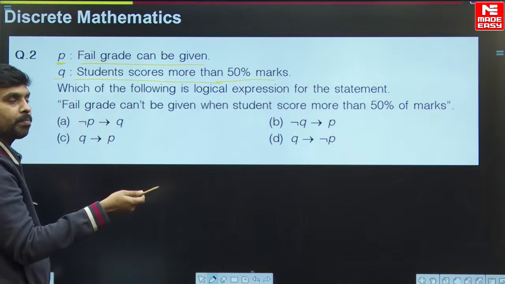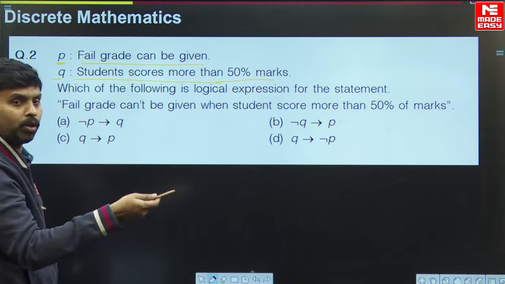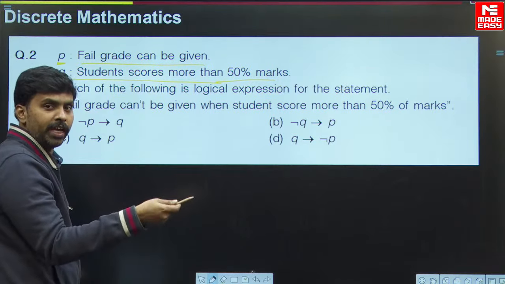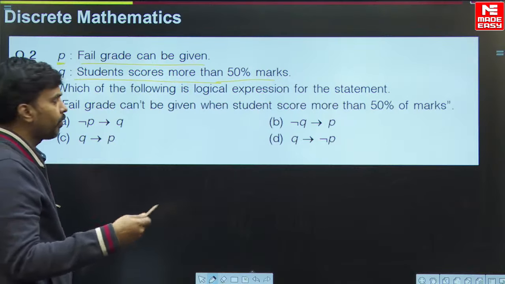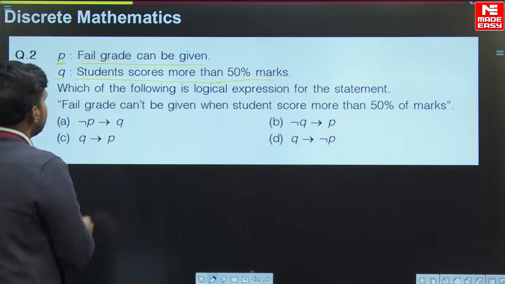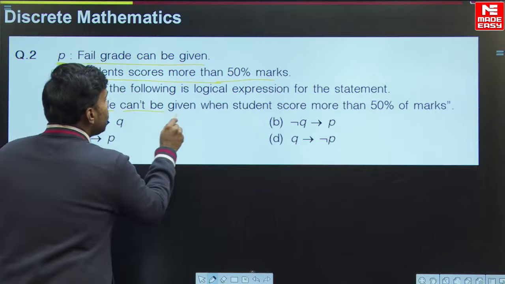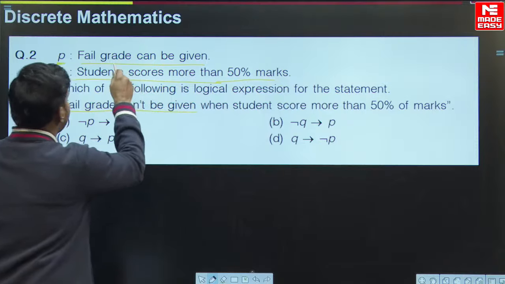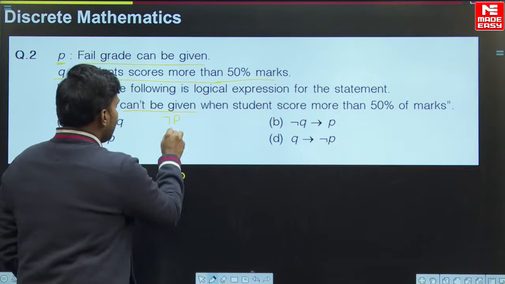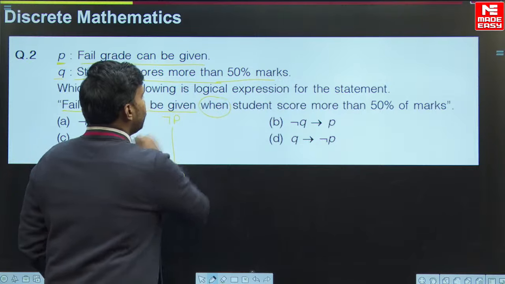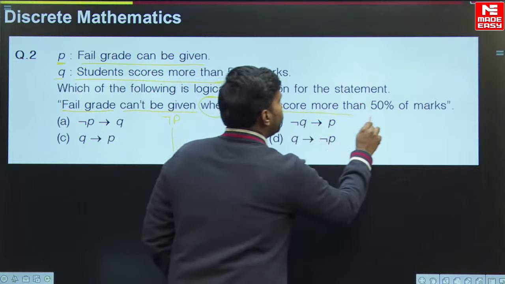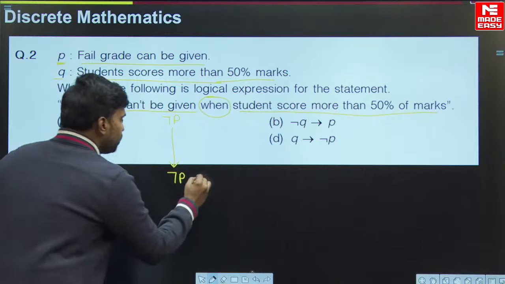See here, a very simple statement is given, so we can easily write this into some logical expression. First of all, we identify which connective exists here and what kind of statement it is. Is it a conditional statement, conjunctive statement, disjunctive statement or biconditional statement? See here, fail grade can't be given. Fail grade can be given is P, so can't be given is negation P, right? Now when this statement, student scores more than 50%, that means it is Q here.